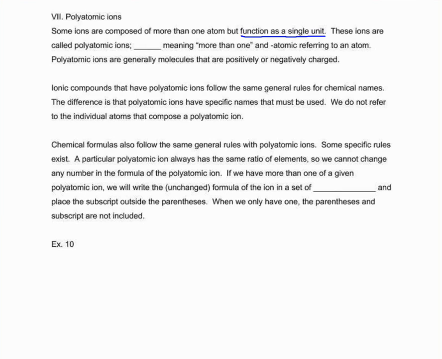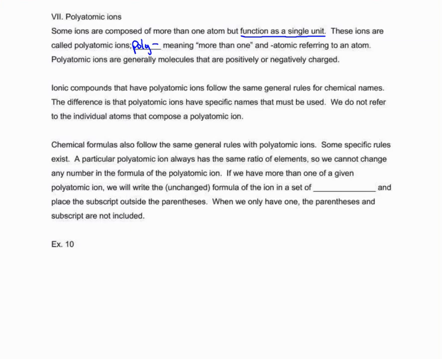These ions are called polyatomic ions. So poly means more than one. Poly is a prefix, and atomic referring to an atom. So more than one atom. Usually, polyatomic ions are molecules that have a positive or negative charge. So it's a molecule that's acting like an ion and gets stuck in an ionic compound.